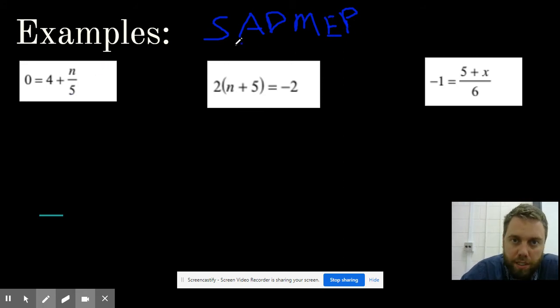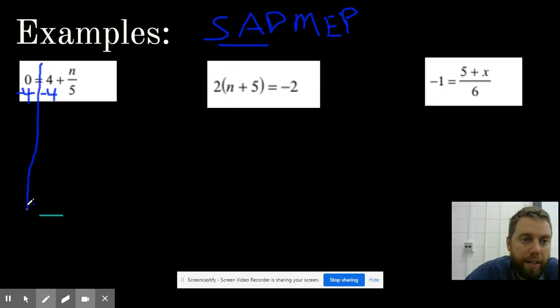Okay, now using our SADMEP, we're going to add and subtract first. We notice that on this first problem, to get n by itself, we have a plus 4 here. The 4 is positive, so we need to subtract to get it by itself. A good habit to get into is drawing that line down the center. Now, 4 minus 4, well, that's 0. That cancels out. 0 minus 4 is negative 4. N over 5 is all that's left.